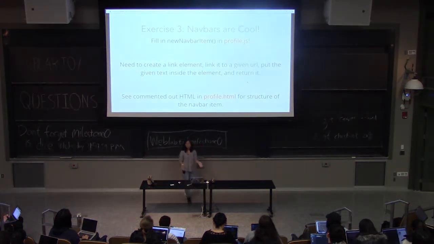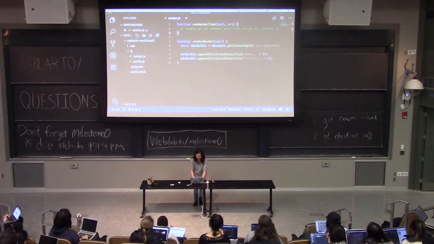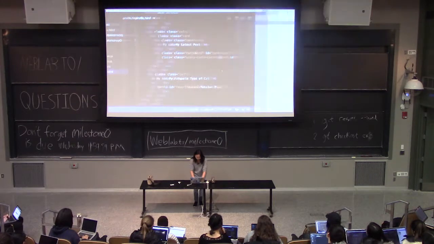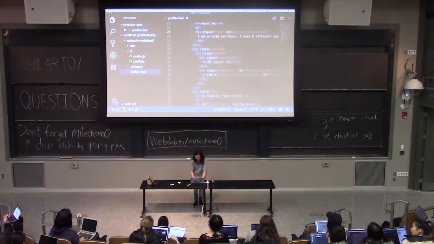So, what we're going to do is we're going to create a link item, link it to a URL, and then put text inside that element, and then return the function. So, to show you what that looks like, we're going to look at profile.html, which has an example. So if we look at, we have a Navbar here, right?